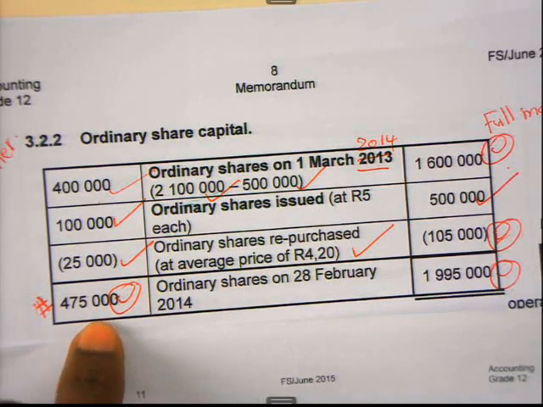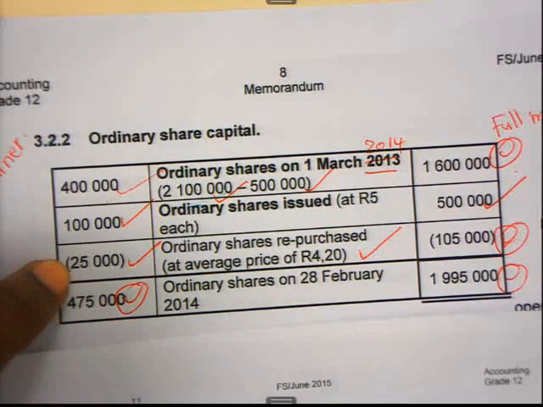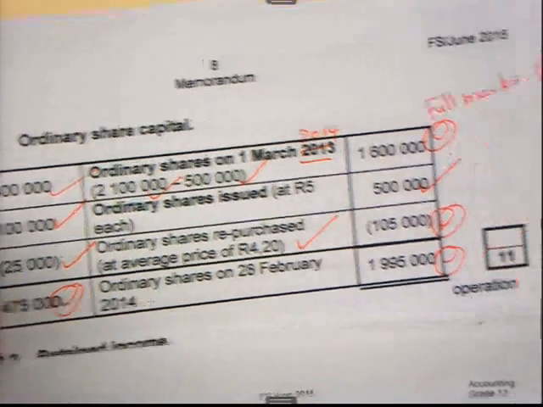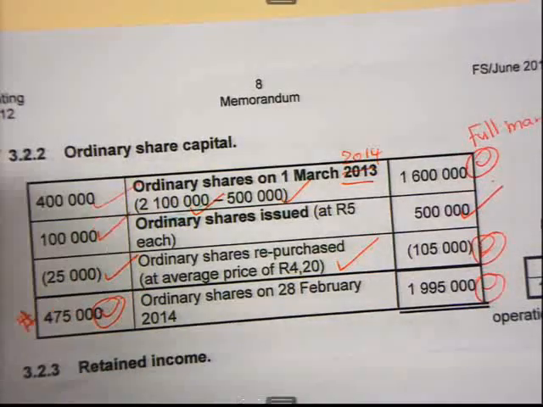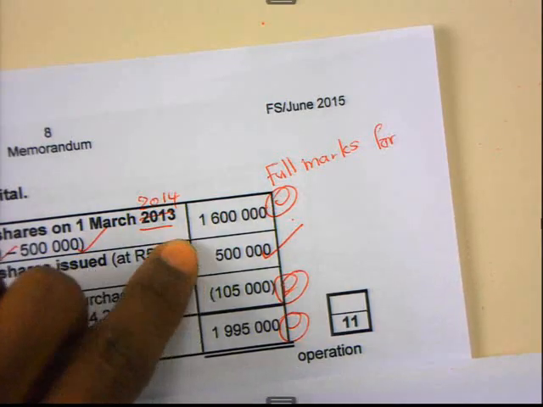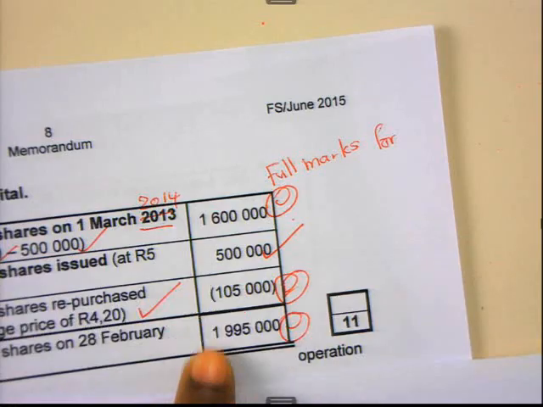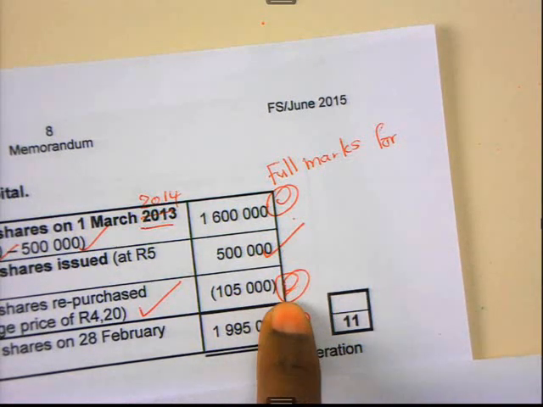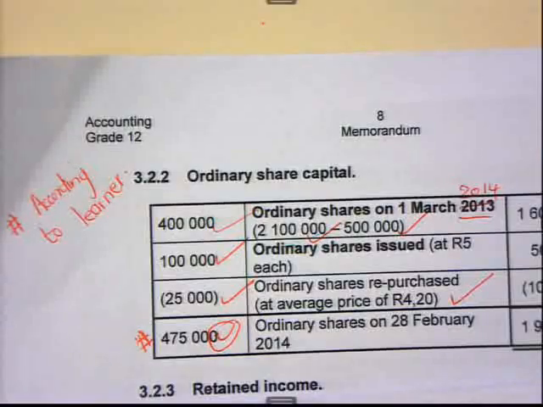Then the result here is 400,000 plus 100,000 minus 25,000. Then you get 475,000, right? Always put this in brackets there to show it's a repurchase. Then that answer, 1,600,000 plus your 500,000 minus 105,000 gives you your 1,995,000. These two operational marks and that one as well, operational mark, all together give you 11 marks. There you have another operational mark.